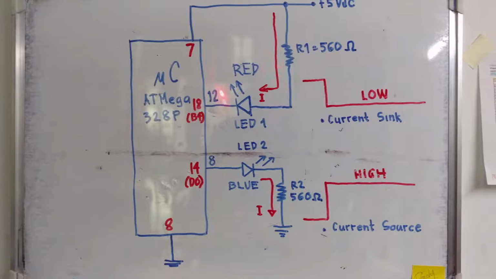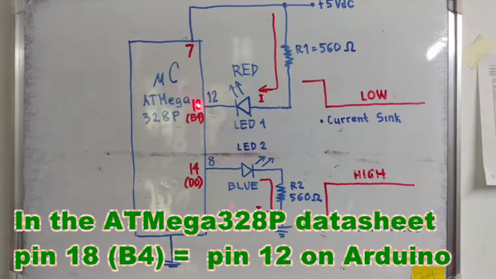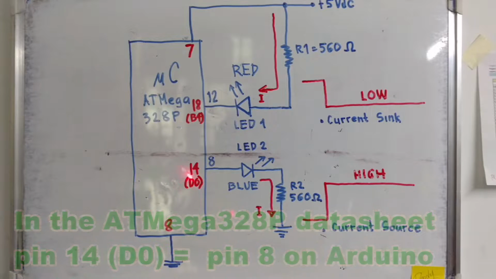The red LED is interfaced or connected to pin 12 in a current sink configuration. The blue LED is connected to pin 8 in a current source configuration. In their datasheet, pin 12 of the Arduino is equivalent to pin 18, or this is P4. Also, pin 8 of the Arduino is equivalent to pin 14, or D0.